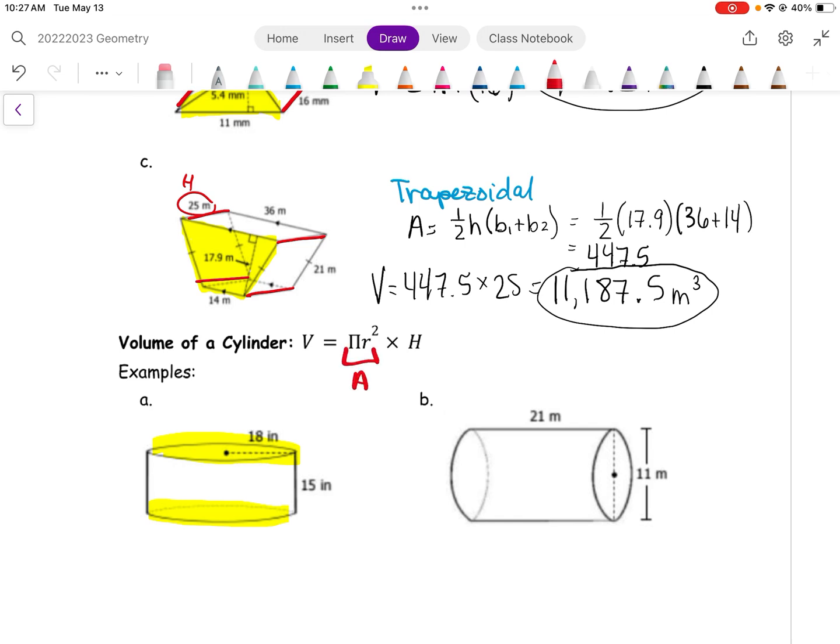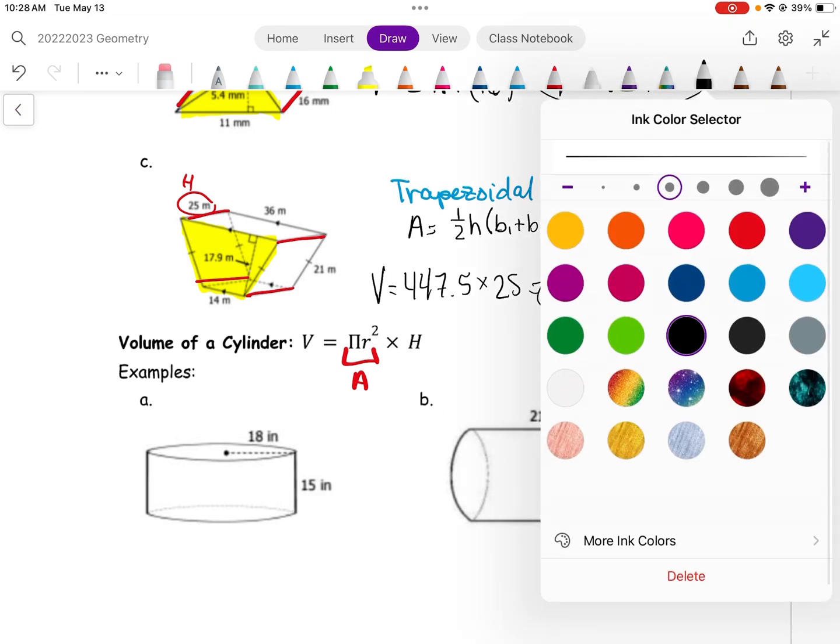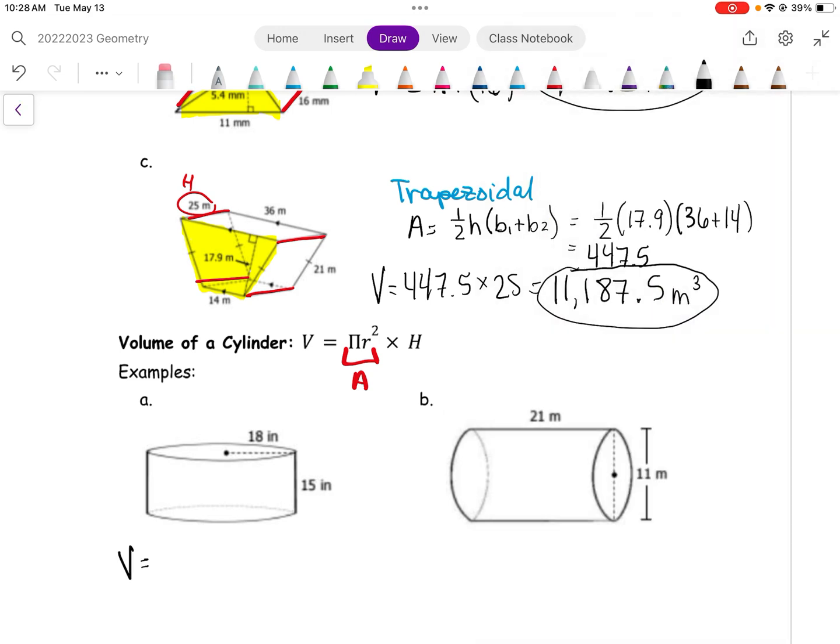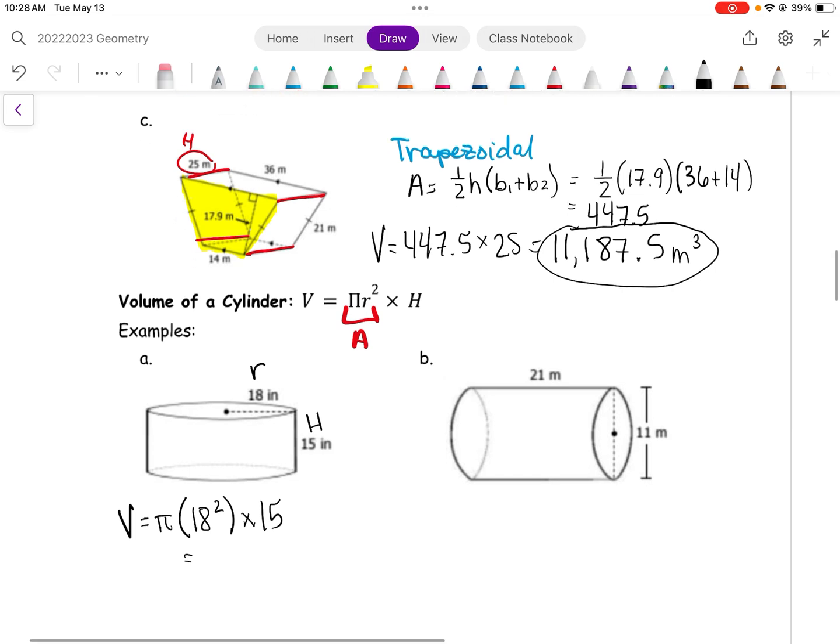Area of a circle is pi r squared. So you're doing the same thing. You're finding the area of that base, finding the area of the circle, and then you're going to multiply by the height of the cylinder. Remember, height is not always up and down. Sometimes the cylinder might be on its side. So this is as easy as taking your two parts, your radius and your height, and plugging it into the formula. We'll round to the nearest tenth. So I'm going to do pi times 18 squared times 15.